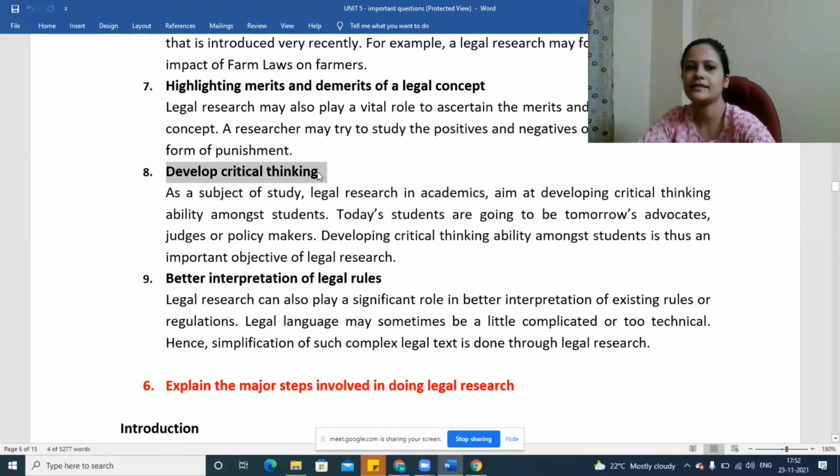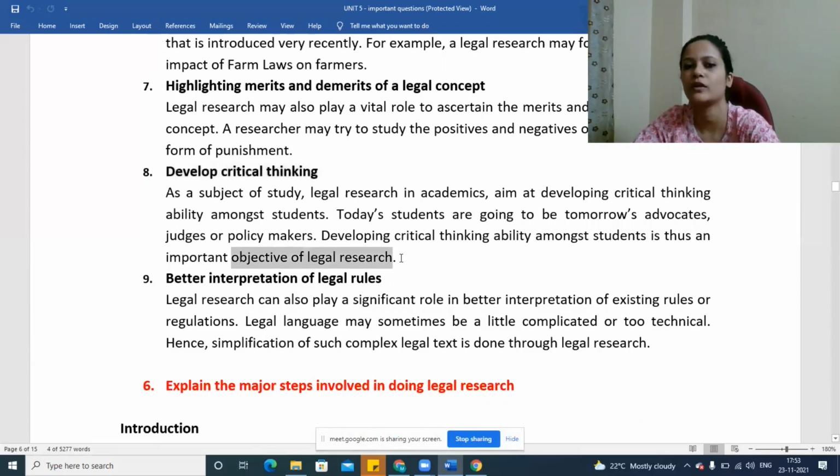Next one is develop critical thinking. As a subject of study, legal research in academics aims at developing critical thinking ability among students. Today's students are going to be tomorrow's advocates, judges, policymakers, and whatnot. So developing critical thinking ability is very much important.